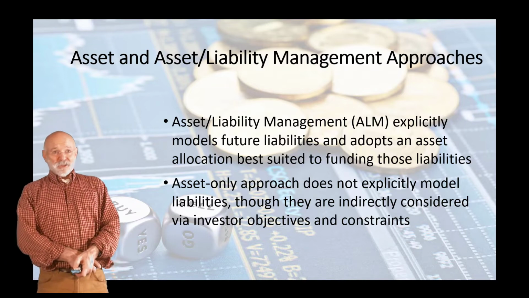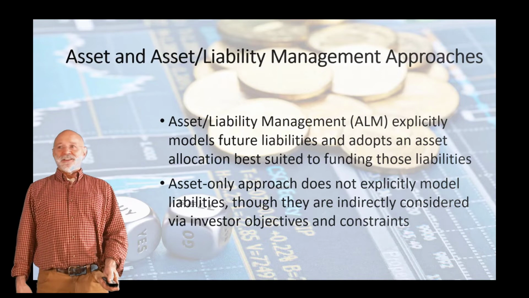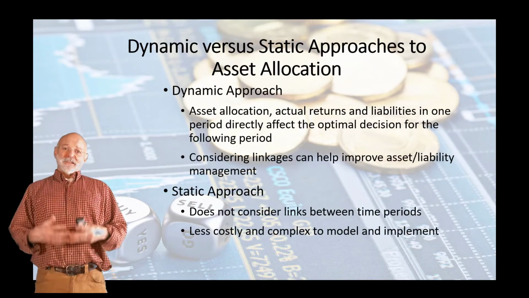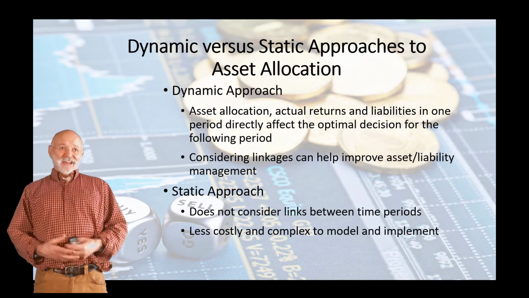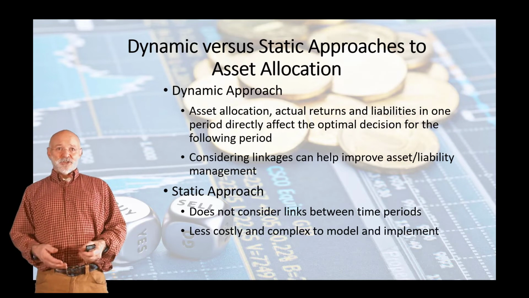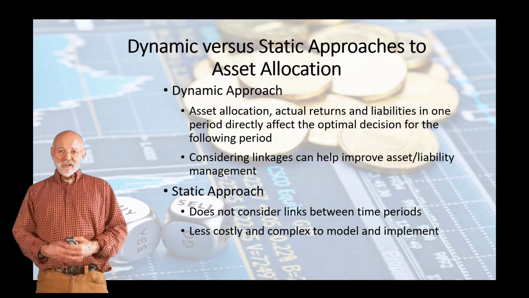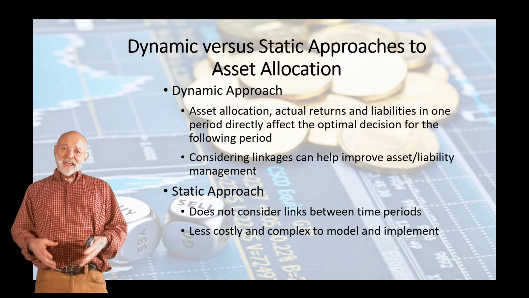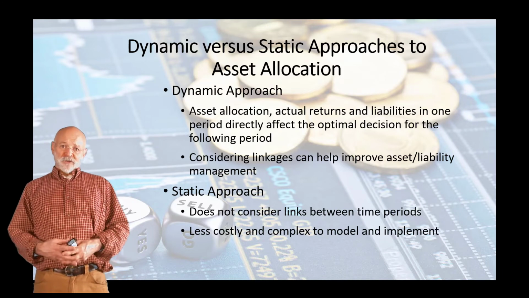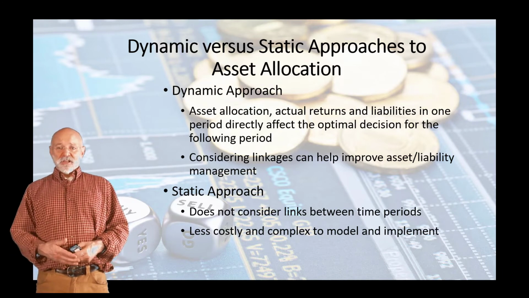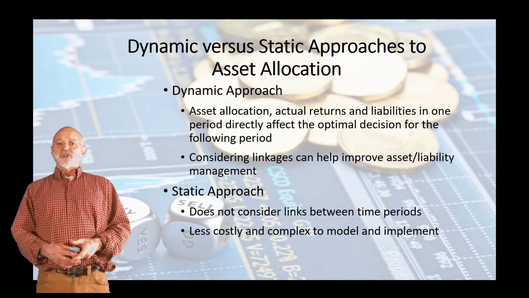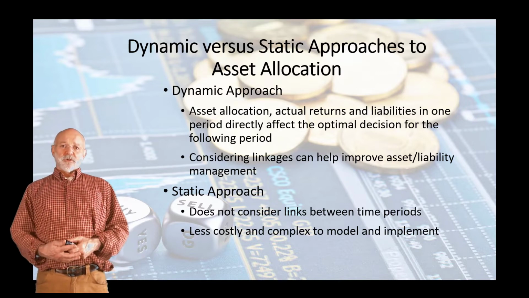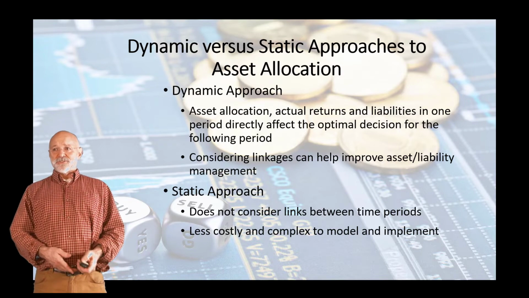Now, aside from looking at asset liability, we have approaches or ways of studying information that is either dynamic or static. Asset allocation, returns and liabilities in one period may help to predict the changes or the returns in the next period. So looking at the changes over time becomes part of our process. A static approach basically says these are the long-term average returns, and we're going to use the static model, and we're not going to change our model when new information is introduced.